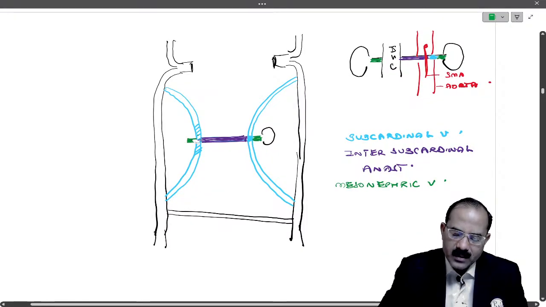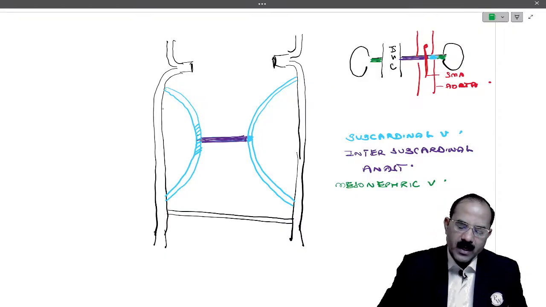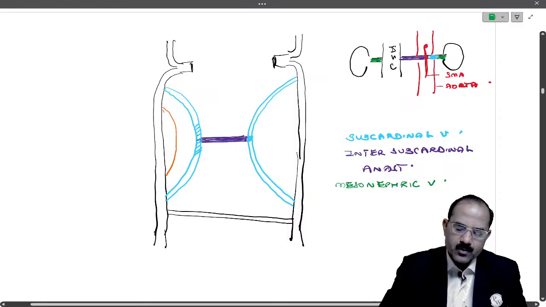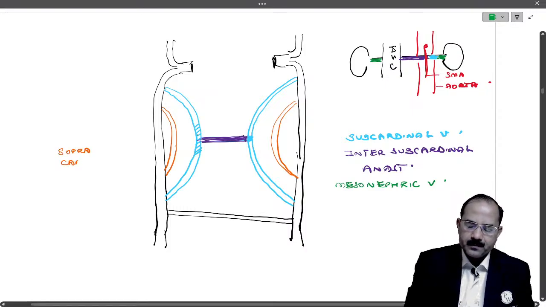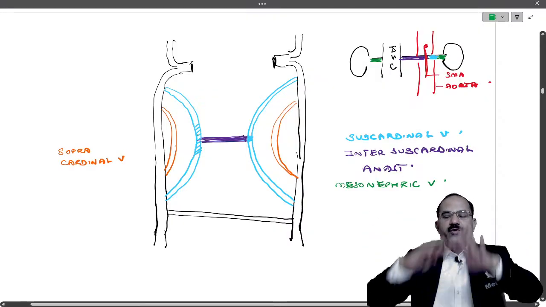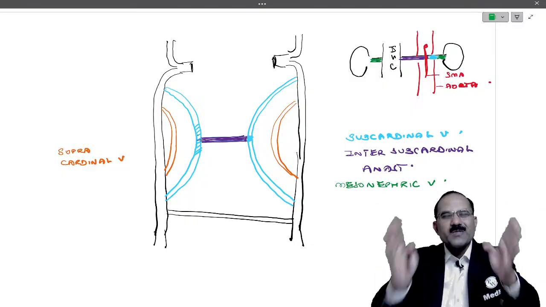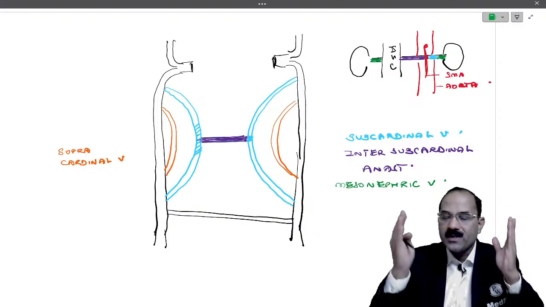Okay, I'll just clear this off. We don't need this. Now, two new veins are formed here. These two new veins are known as the supracardinal veins. I'll write it here for you: supracardinal vein. And these two new veins are going to communicate with the posterior cardinal vein. Both the supracardinal veins communicate with the posterior cardinal vein.